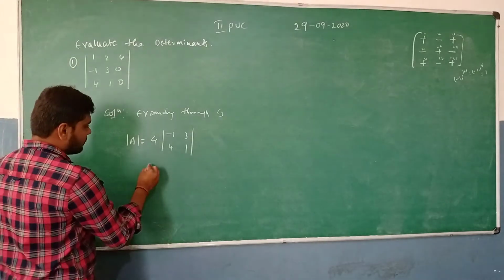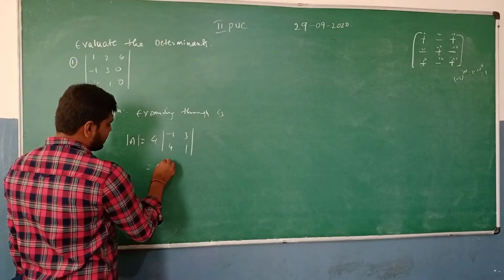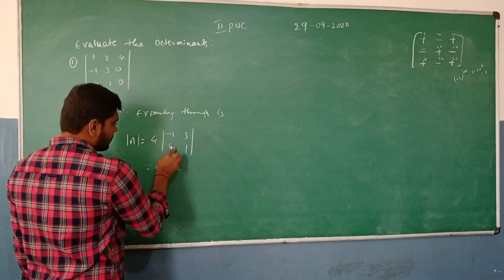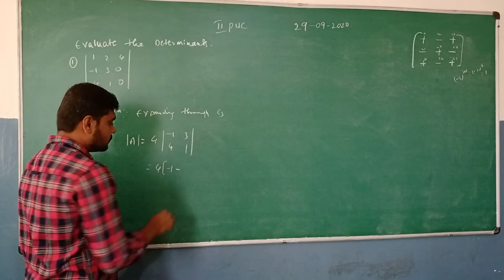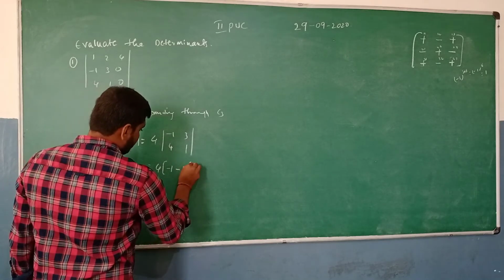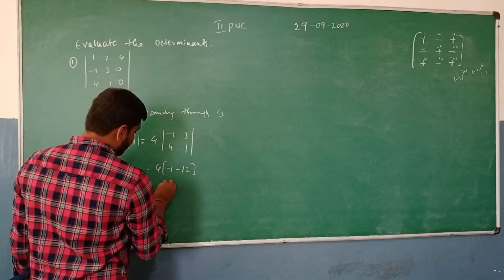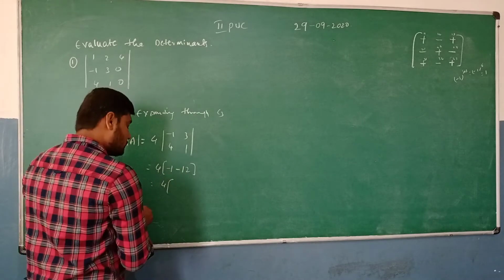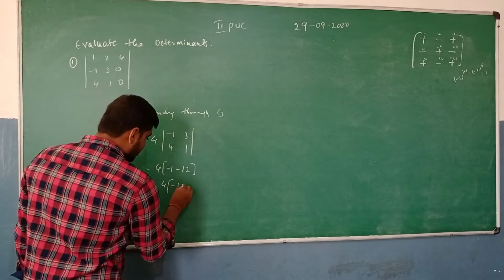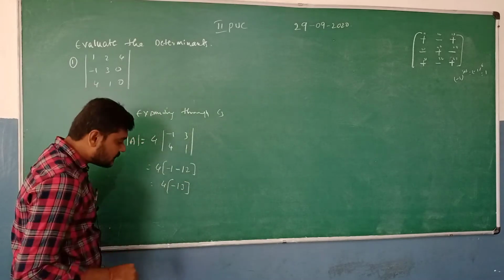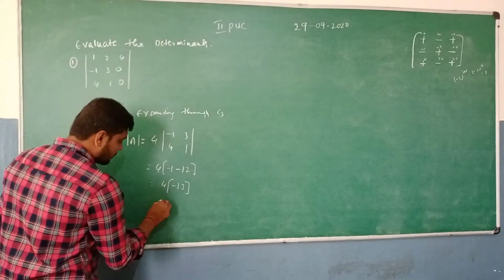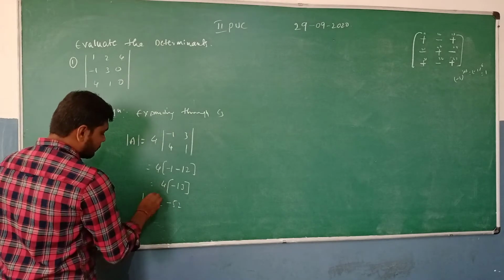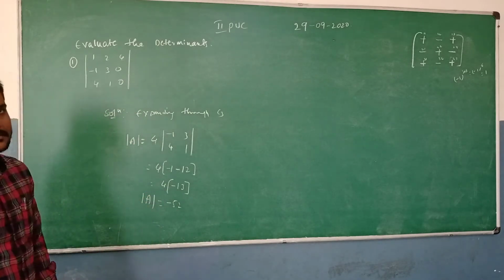So 4 remains as it is. Minus 1 into 1, that's going to be minus 1. Again minus 4 into 3, that's 12, so it's minus 12. So 4 into, what is the value of minus 1 into minus 12? That's going to be minus 13. What is the value of minus 13 into 4? It is going to be minus 52. So the required value of the determinant of A is nothing but minus 52.